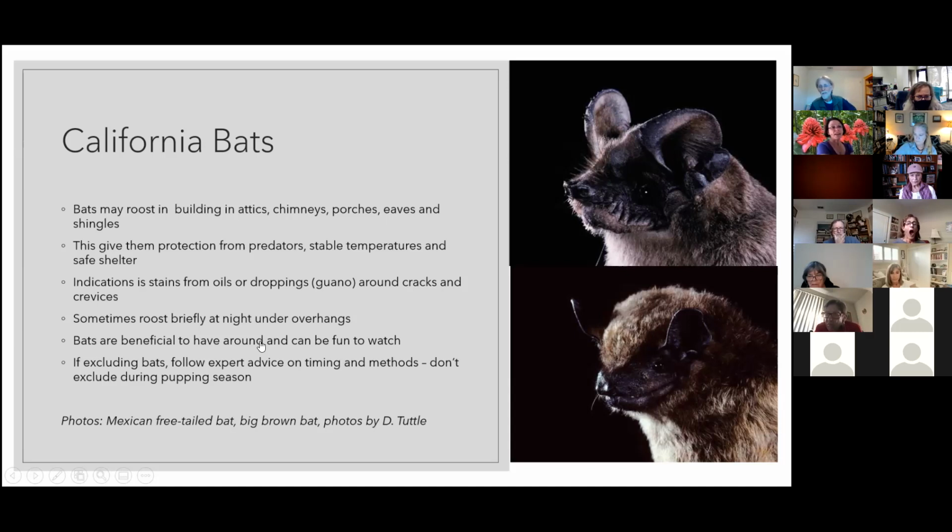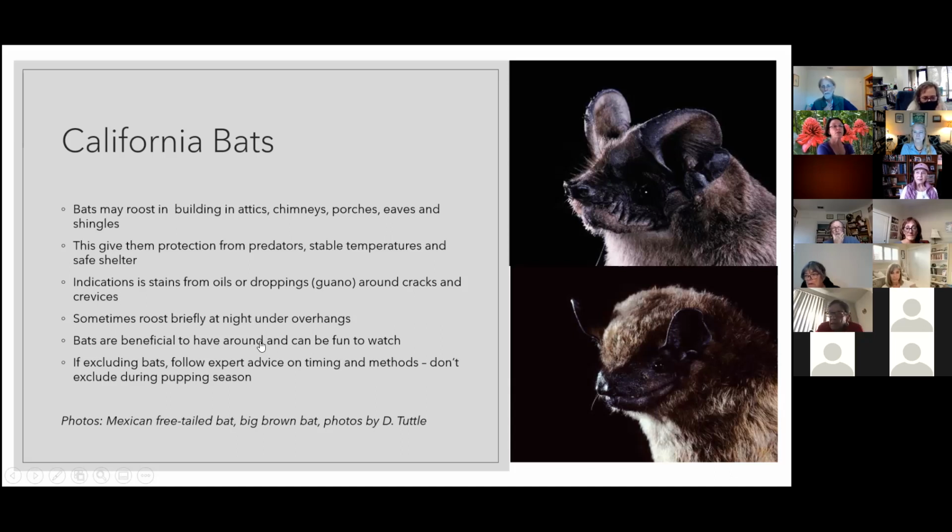If you do not like bats in your house, I know some people are freaked out about that, and want to exclude them, then you should follow expert advice on the timing and the methods, because there's a certain season when bats have their pups, and the pups can't fly until they're a certain age.